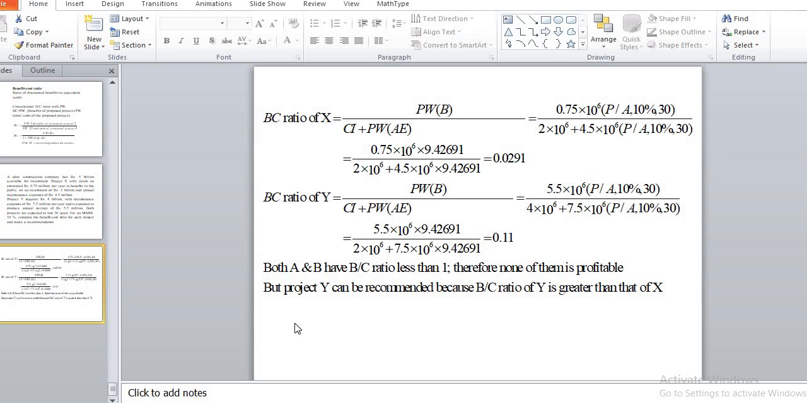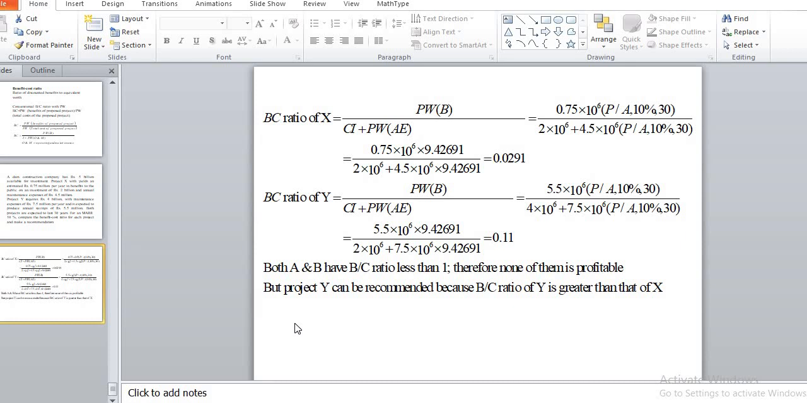But many times we have a number of projects, and from those projects, which project is suitable? That we have to decide by using these different methods that we studied here: internal rate of return, external rate of return, payback period method, benefit to cost ratio method, annual worth, present worth, and future worth. We can use these methods to evaluate a particular project.